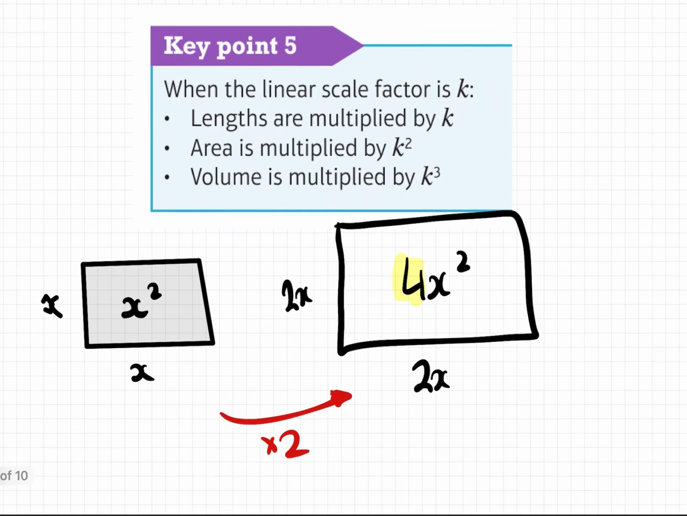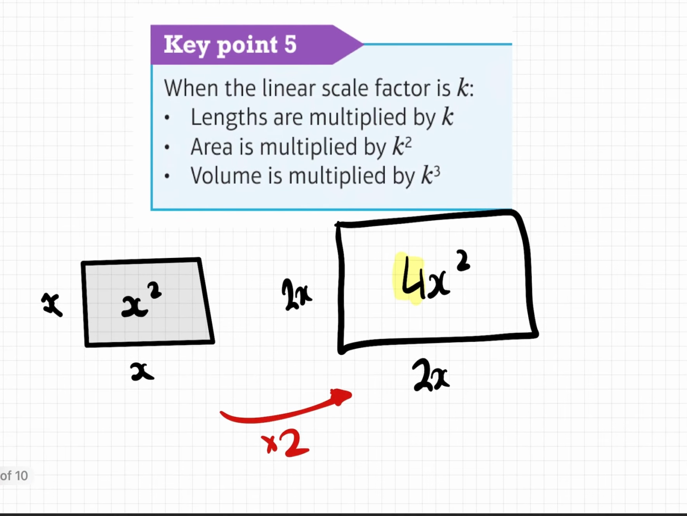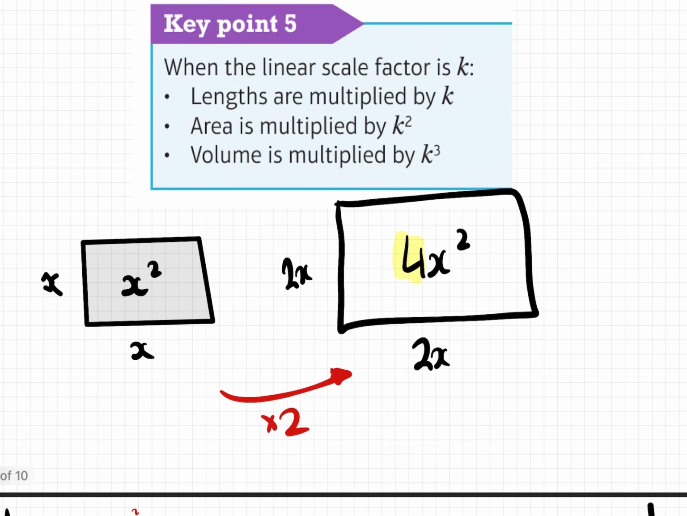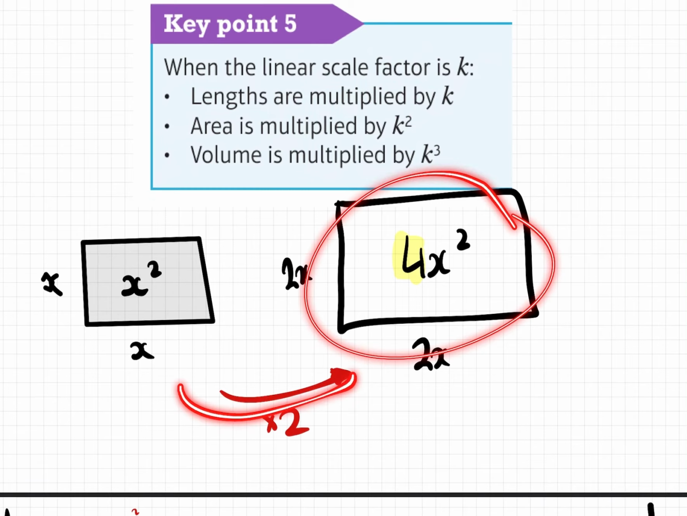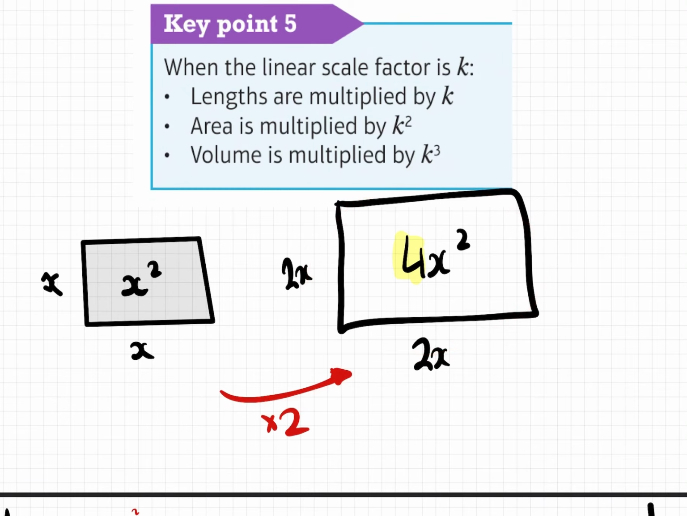Right, what you should have discovered, write this key point down. When the linear scale factor is k, for example, if I say this shape here is twice as big, well, the area is going to be whatever we scale factor it by, squared. So you can see here, well, 2 squared is 4. This area is 4 times as big.